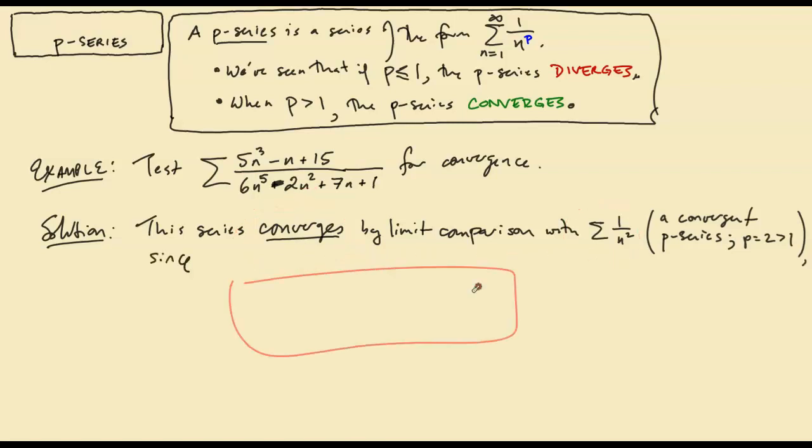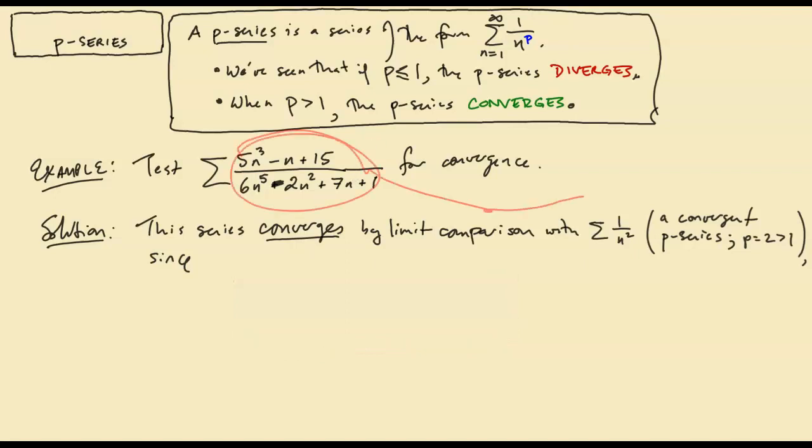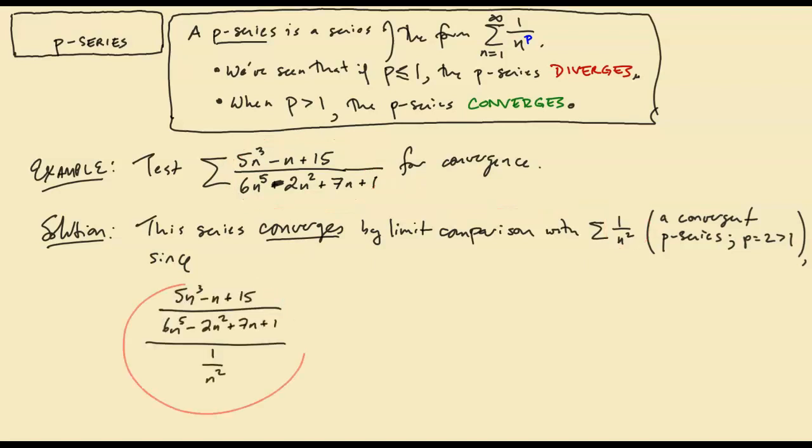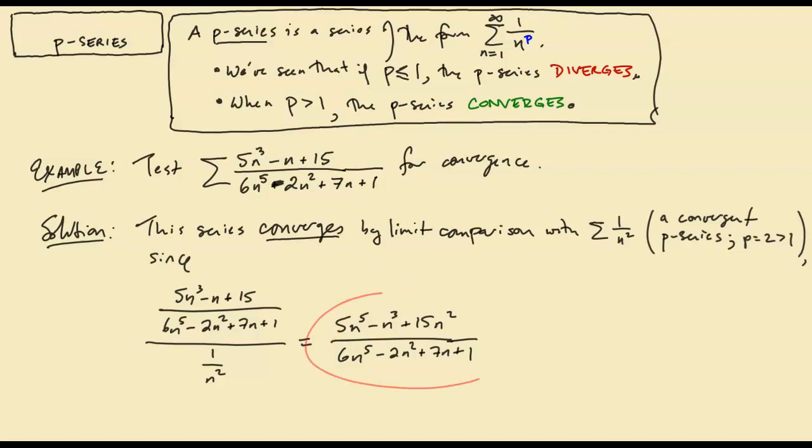Now I should give the actual details of the limit comparison test. How does it work? I need the ratio of the general term of my given series and the comparison series. So there's that ratio. Let's write it in a more sensible manner. The n squared comes upstairs and we have this stuff. Well, this is a rational function of n. All that matters is the highest power terms. So as n goes to infinity, we can neglect all that lower order stuff. This looks more and more like 5n to the fifth over 6n to the fifth. Those n to the fifths effectively cancel out, and this goes to 5/6.